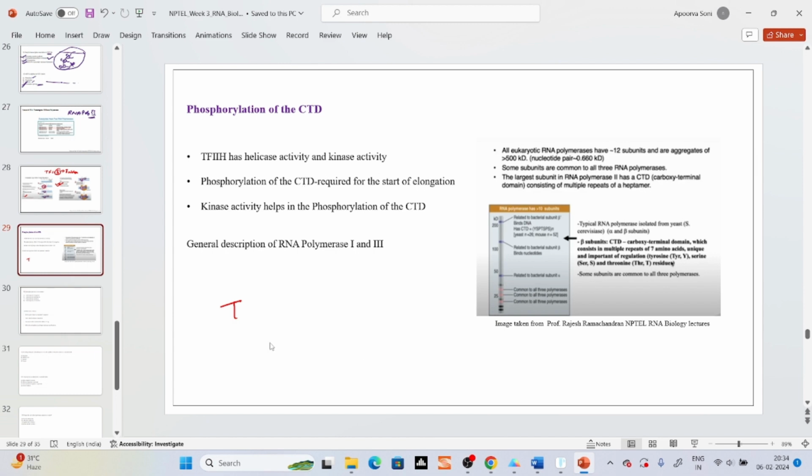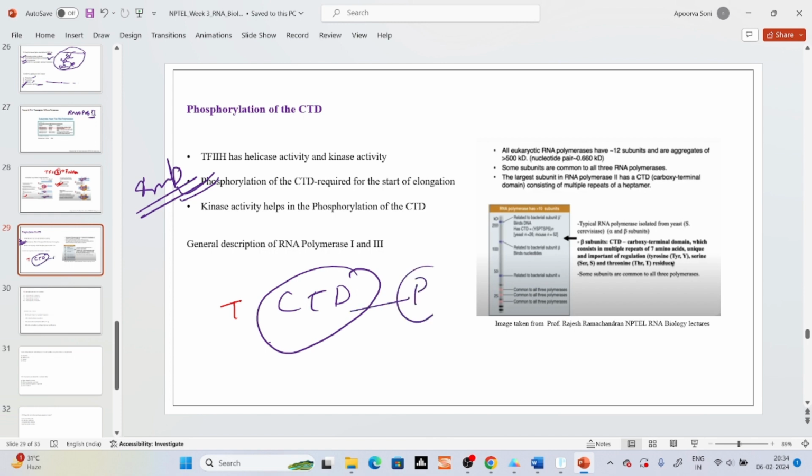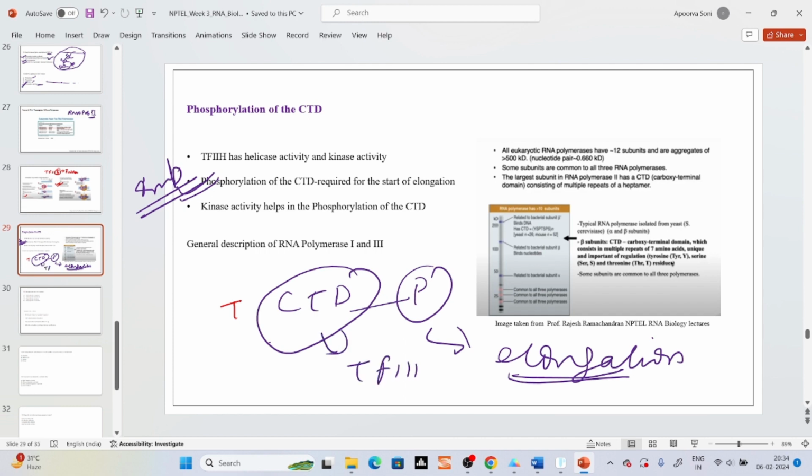So very important, you should always remember this point. The carboxyl terminal domain gets phosphorylated, and only when it gets phosphorylated does elongation take place. And the phosphorylation of this carboxyl terminal domain occurs with the help of TF2H, because transcription factor 2H has helicase activity and kinase activity.